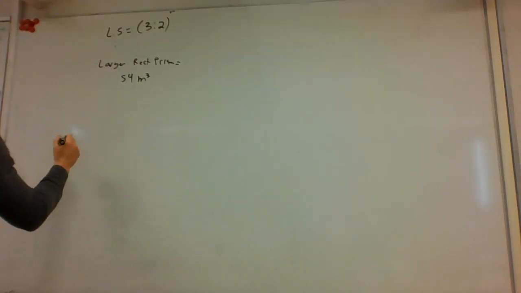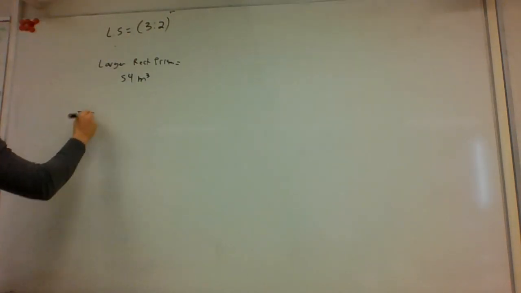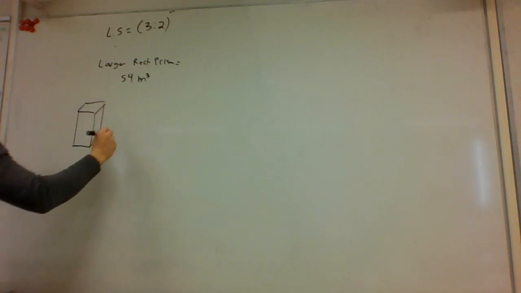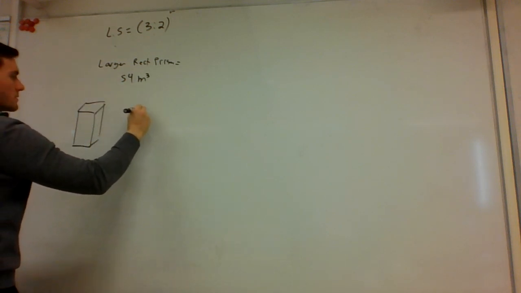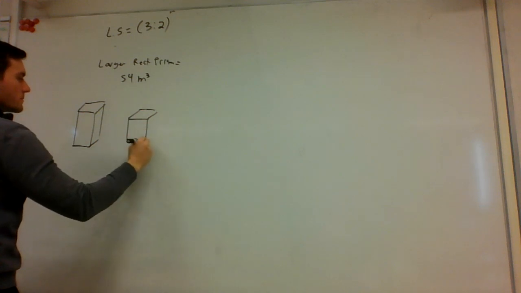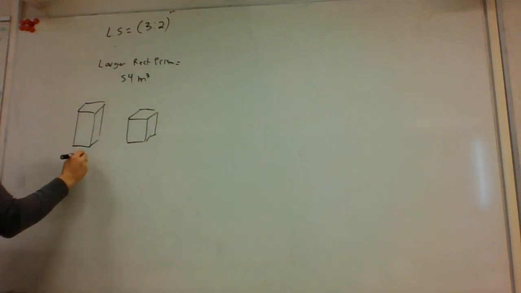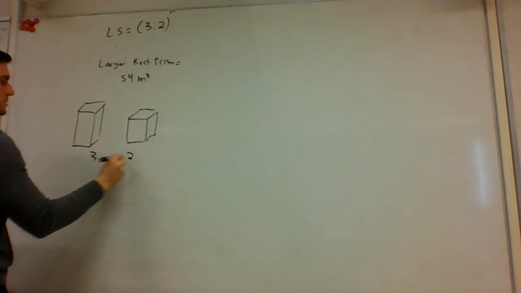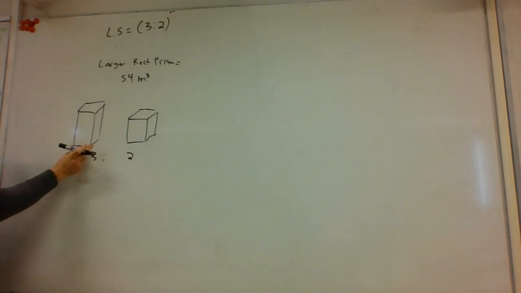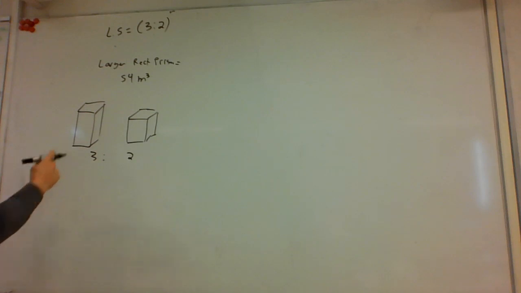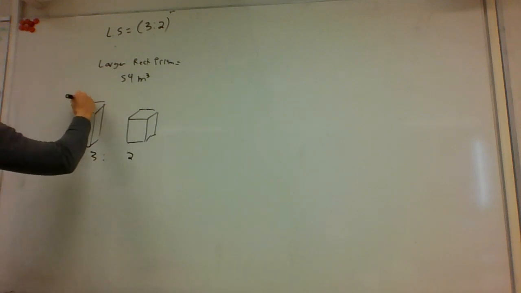So maybe we can draw ourselves a little bit of a picture. We have one rectangular prism, and then we have a smaller rectangular prism, and the length scale is 3 to 2. So if this is 3 centimeters long, this here would only be 2 centimeters long. And we're told this one has a volume of 54 meters cubed.